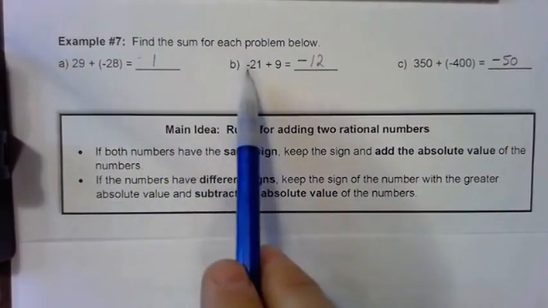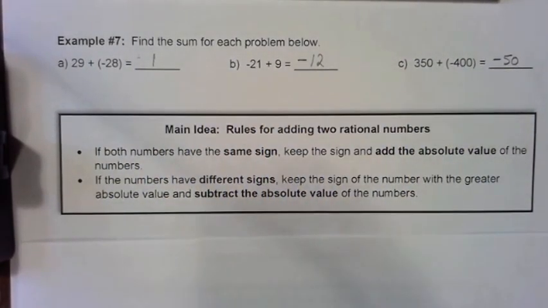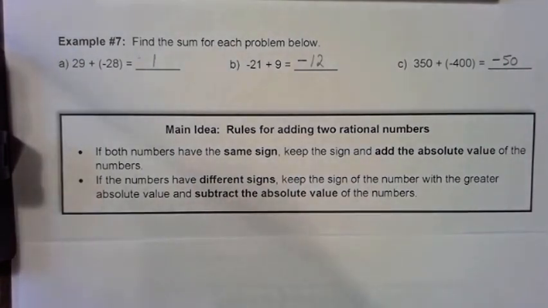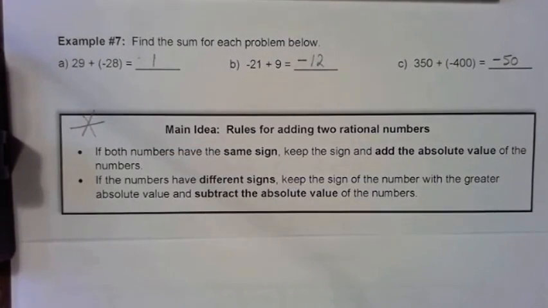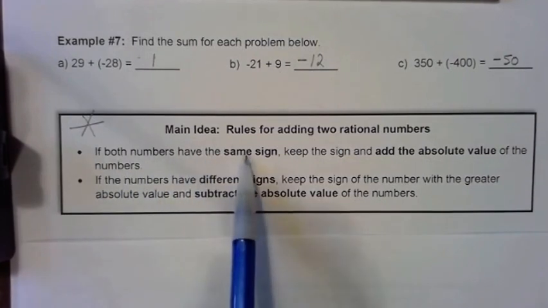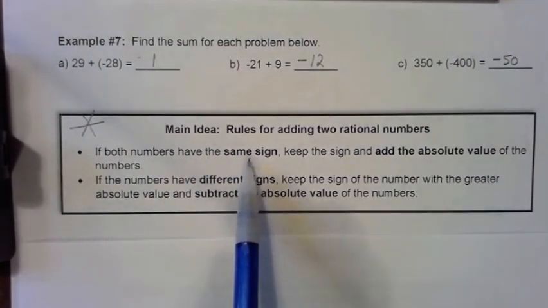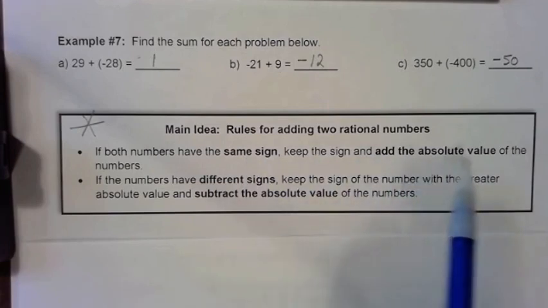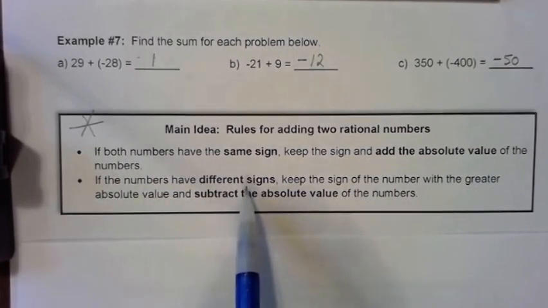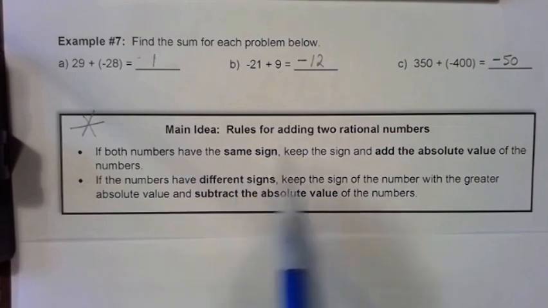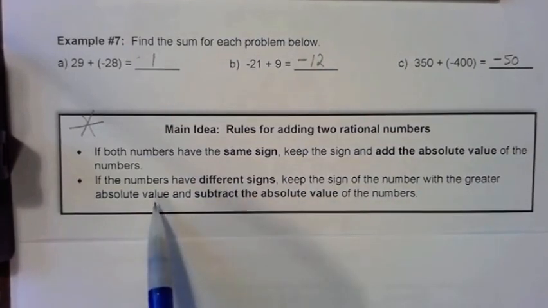So again, when the signs of the two numbers are different in your addition problem, you're going to keep the sign of the number with the bigger absolute value in your answer, and then you're going to subtract the absolute values. And that is pretty much summarized right here in our main idea. These are the rules for adding any two rational numbers. If both numbers have the same sign, so they're both positive or they're both negative, you're going to keep that sign and you're going to add the absolute values of the numbers. But if the numbers have different signs, one of them is positive and one is negative, you're going to keep the sign of the number with the greater absolute value, and then you will subtract the absolute value of the numbers.